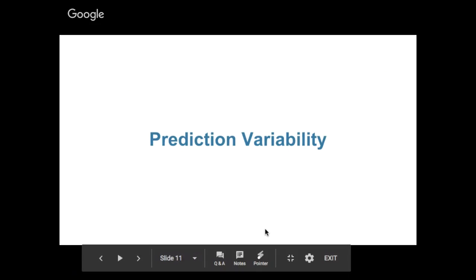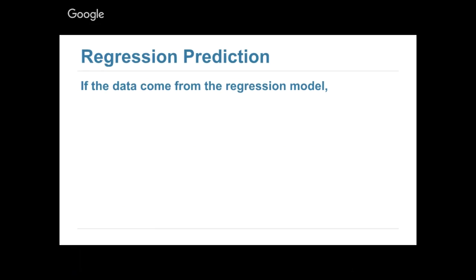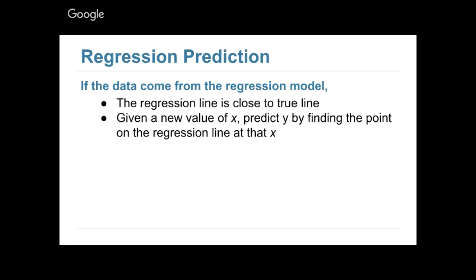Okay, so just like how we bootstrap the slope, we can also bootstrap predictions and get a range of predictions for a given x value. So if our data came from a regression model, with the real line plus the points being off a little bit, half the time above, half the time below, then our sample regression line should be close to that true line. Because as our sample size gets larger, our samples start looking like the population. So our regression line should be close to the true line.